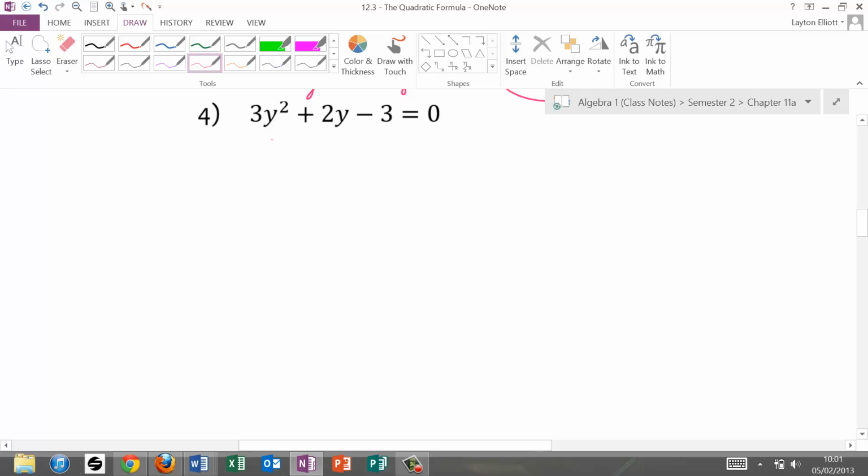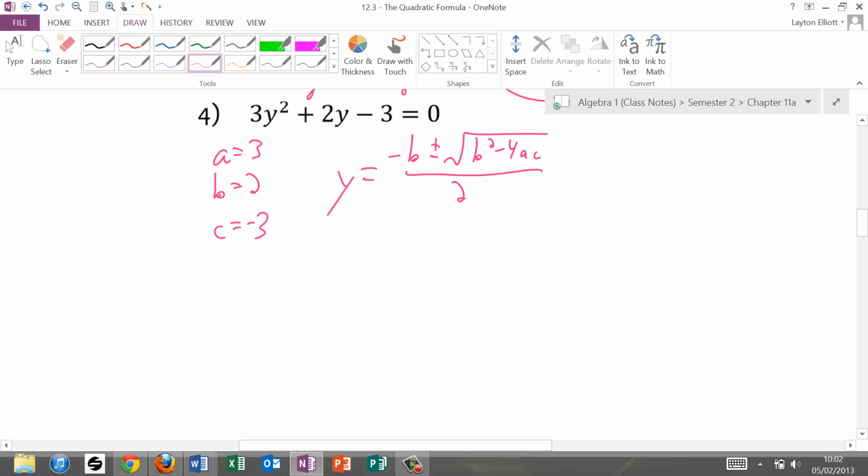For the next one, if I look at the coefficients, I have a equals 3, b equals 2, c equals negative 3. And I do y is equal to opposite of b plus or minus the square root of b squared minus 4 times a times c, all over 2 times a. Do some substitution. Y is equal to the opposite of 2 plus or minus the square root of 2 squared minus 4 times 3 times negative 3, over 2 times 3.